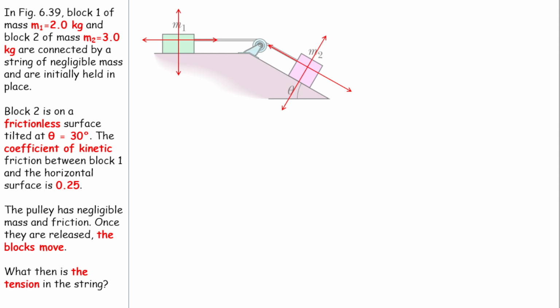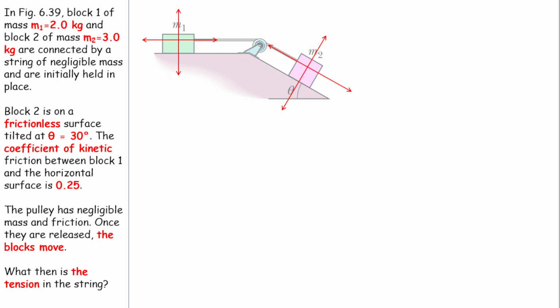In figure 6.39, block 1 of mass M1 equal to 2 kg and block 2 of mass M2 equal to 3 kg are connected by a string of negligible mass and are initially held in place. Block 2 is on a frictionless surface tilted at theta equal to 30 degrees. The coefficient of kinetic friction between block 1 and the horizontal surface is 0.25. And then the pulley has negligible mass and friction.